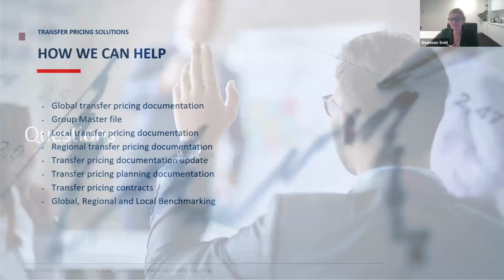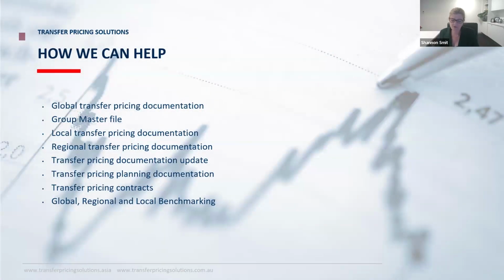We can certainly help you around global transfer pricing documentation, around the master file, local documentation, even going through, as we talked about today, and as Adriana pointed out, don't forget Pillar One as well, looking at your Amount A and Amount B. I think, as Adriana said, Amount B has been a bit of a secret or silent one that people haven't been paying attention to as much.